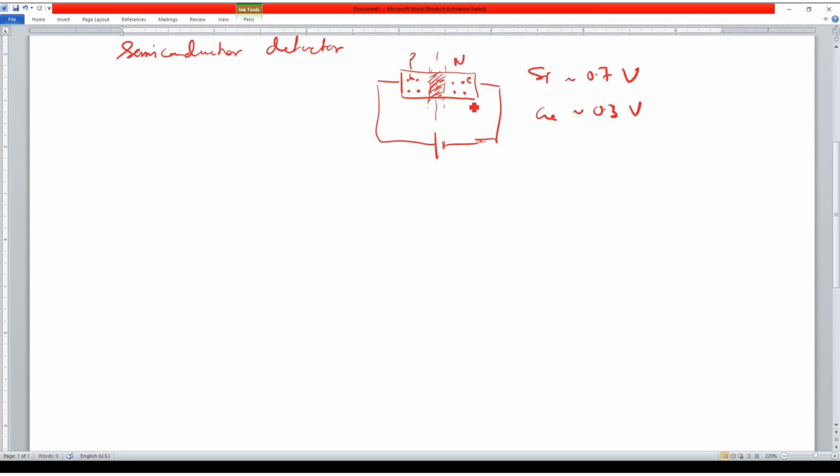And conduction of what? Conduction of majority carrier. यानी जो आपको यहाँ पे दिख रहे हैं ना, p और n में आपके पास होल्स और इलेक्ट्रॉन हैं. When they start traveling, then we say that the current has started.